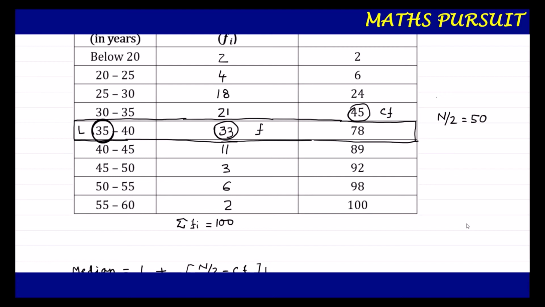From this, as you could see, the class height is 5, because if you add 20 and 5 we get 25, or 25 plus 5 is 30. In other words, the upper class limit minus the lower class limit is the class height. That means 35 minus 30 is our class height, 40 minus 35 is our class height, that is 5. So we also got the class height.